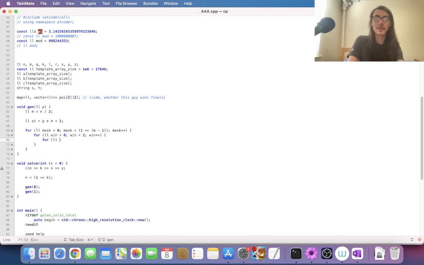Also, I didn't actually explain how meet in the middle works. I guess I'll do that when I actually code it. But basically, you compute 2 halves, then you combine their answers. So for i equals 0, what am I doing? i is less than m, i plus plus.